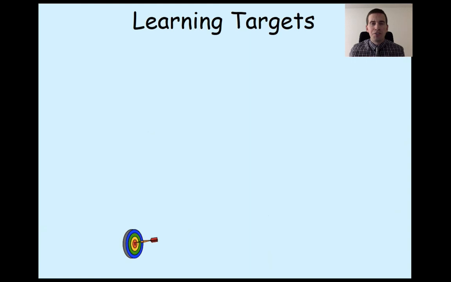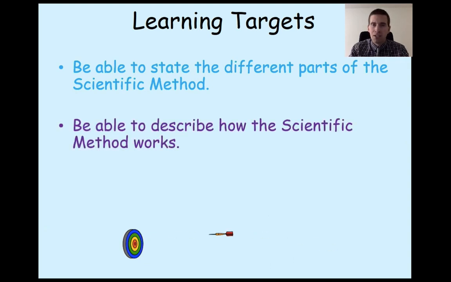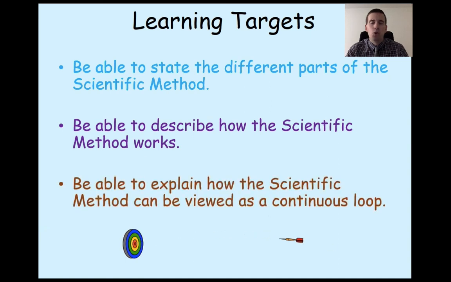Okay, so that was just a very quick introduction to this unit. Hopefully, you can now state the different parts of the scientific method, be able to describe how they all link in together. And hopefully you can explain how the scientific method is one continuous loop.